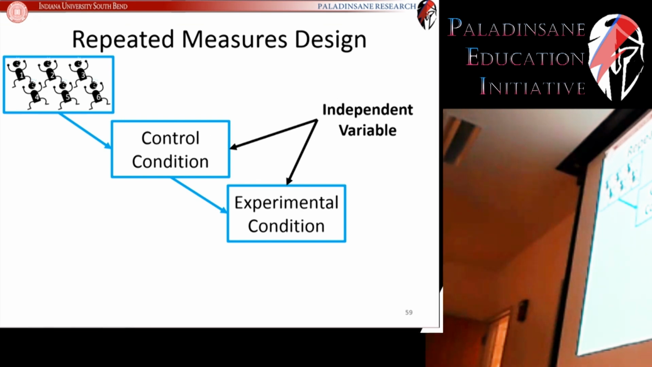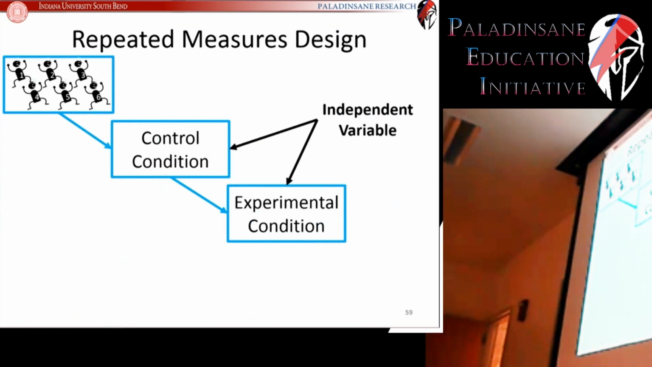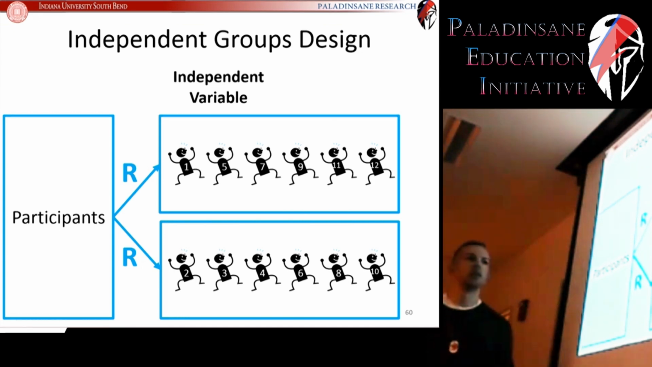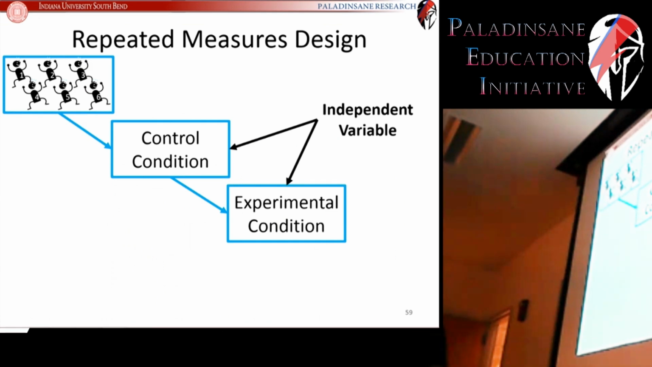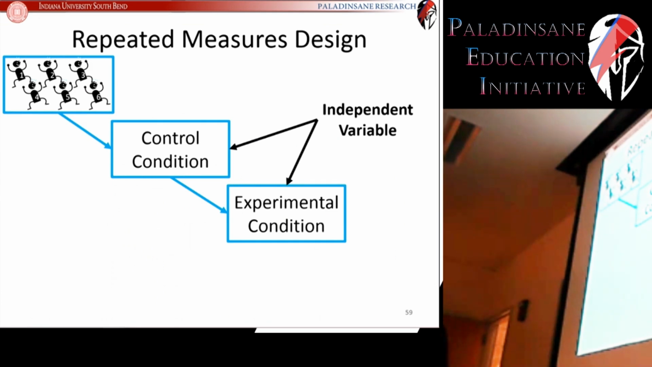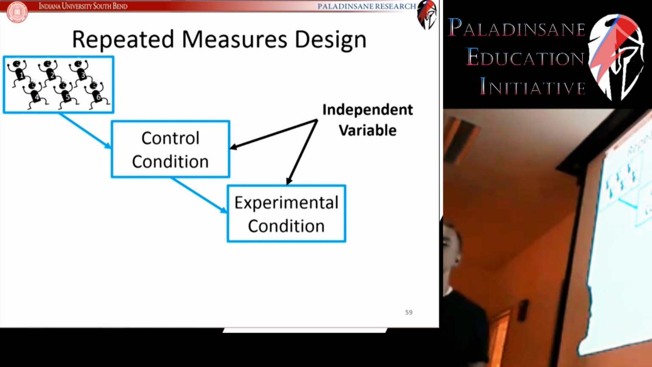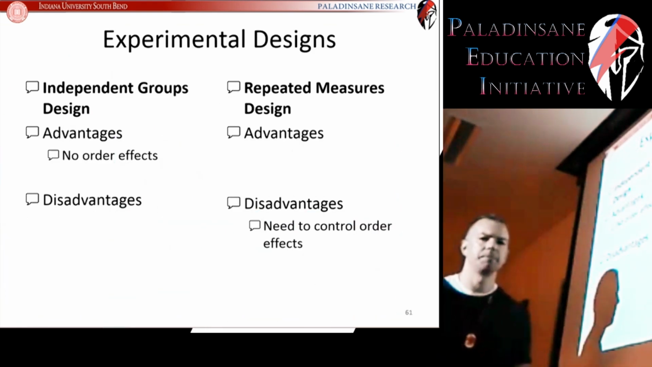And notice that this is not something you have to worry about with the independent groups design, because there's an order to the conditions here, but there is no order to the conditions here because you're either in the control group or you're in the experimental group. So you don't have to worry about order effects. You don't have to worry about things like people getting tired. You don't have to worry about people experiencing the control condition first and then figuring out what they're supposed to do in the experimental condition. There's no order effects for an independent groups design.